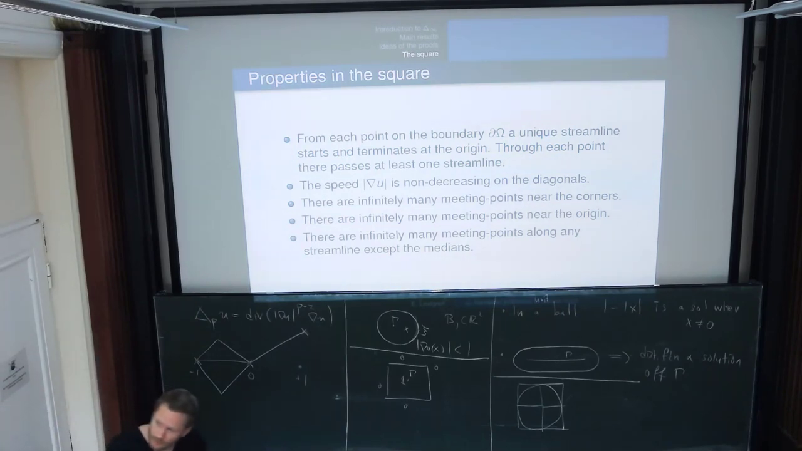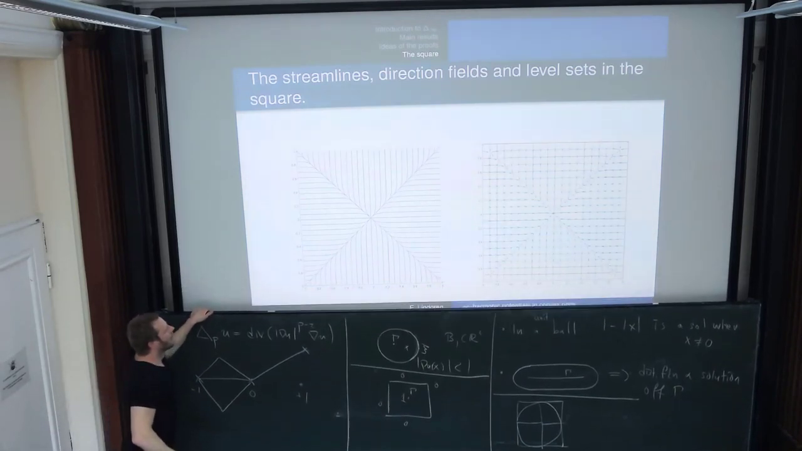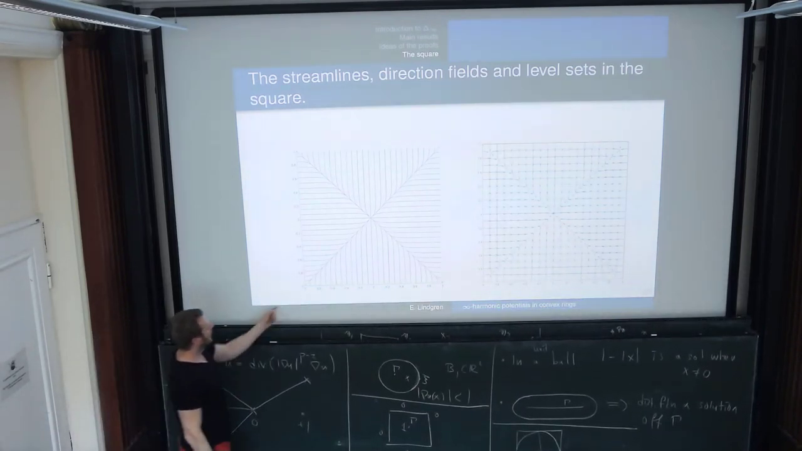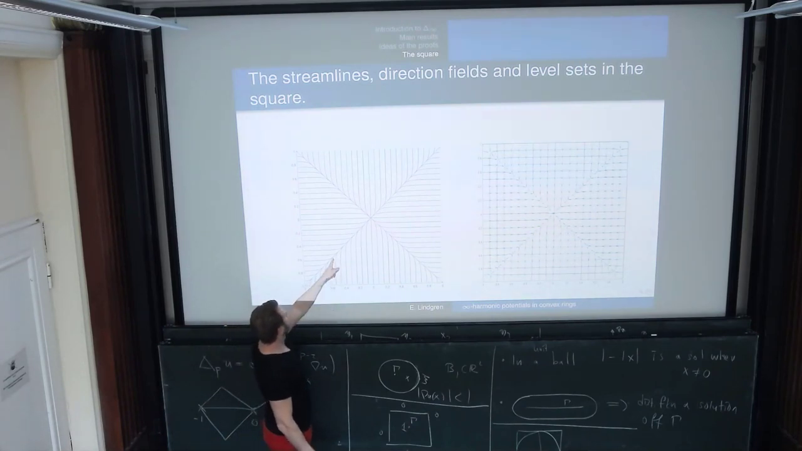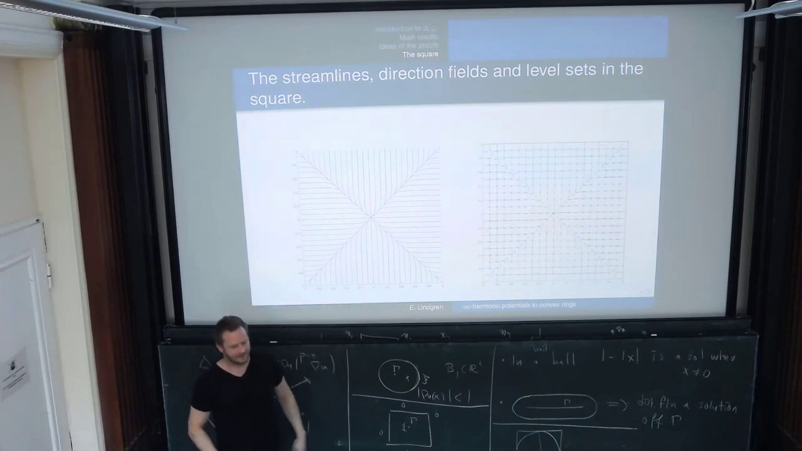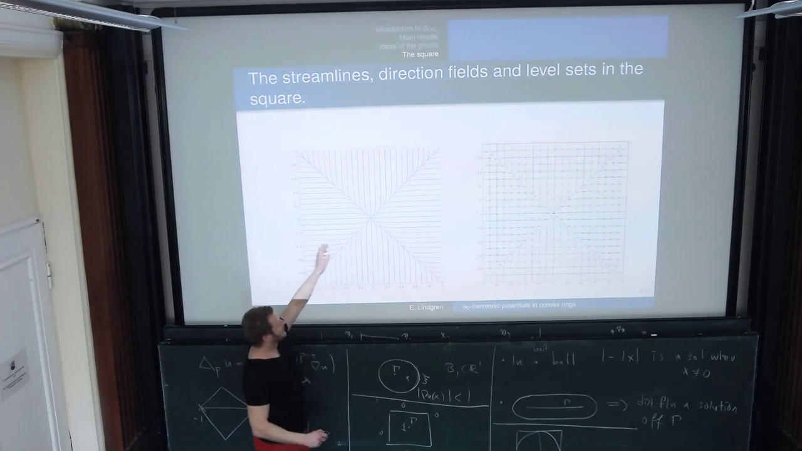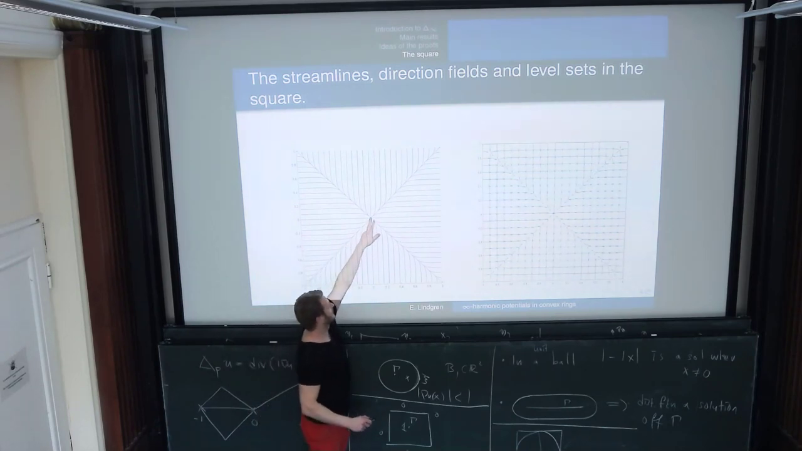So, let me just finish by giving you the picture in the square. You see that all the streamlines go to the diagonals, except the medians, which go straight there. And then you have infinitely many points here, and here you have nothing. So you would guess that maybe the gradient is, I don't know what this looks like. Is that the ridge, the high ridge? No, these are the streamlines. No, the cross. So the high ridge is this. This is the maximum. Okay.